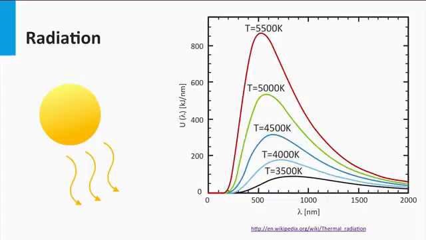The emitted radiation is usually distributed over a range of wavelengths, between 0.2 micrometers up to 1000 micrometers, covering most of the visible and infrared range. It depends on the emitting body's temperature.